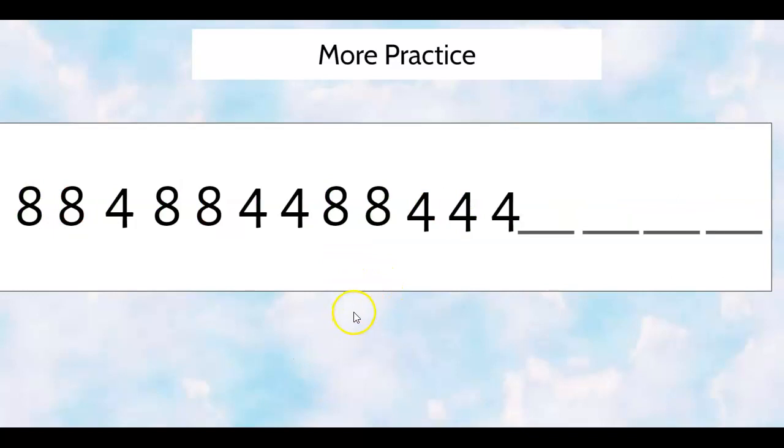Oh, this is an important one I really want to practice. Sometimes when kids see patterns with numbers like this, it makes them a little scared. And I want to tell you, don't be scared. Don't let this trick you. You got this. If you don't like how these numbers look, we can always change it. But let's look closely. Look at the pattern. 8, 8, 4. 8, 8, 4. 8, 8, 4, 4, 4.